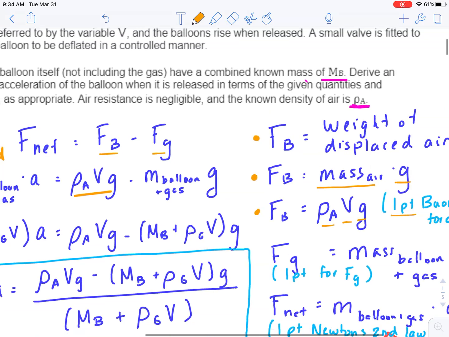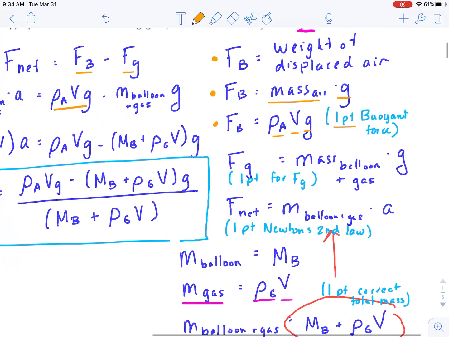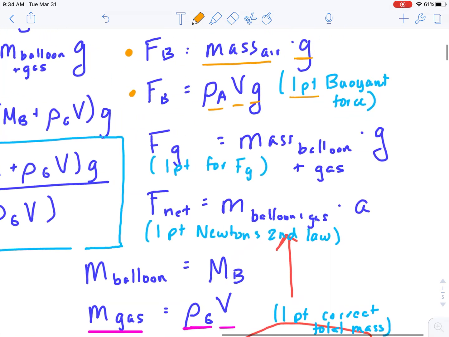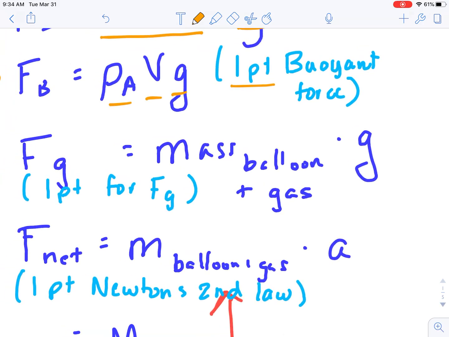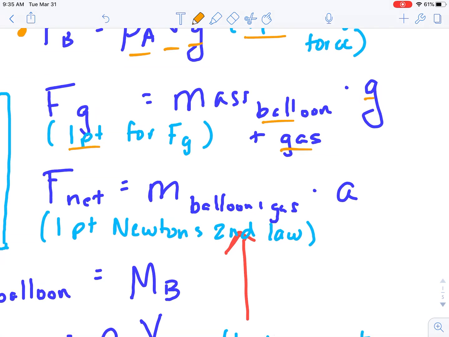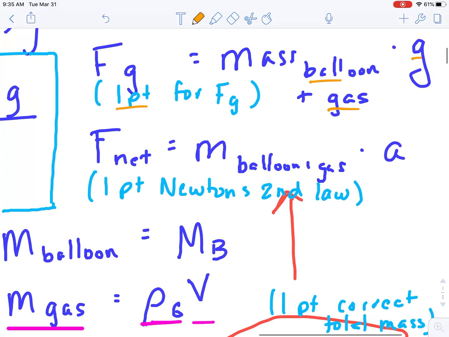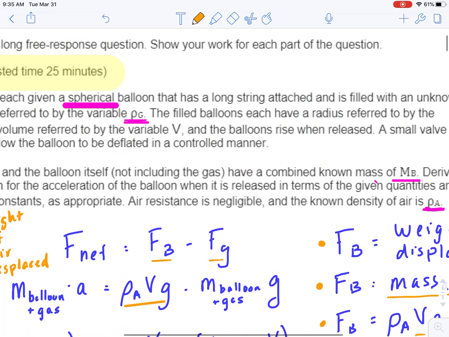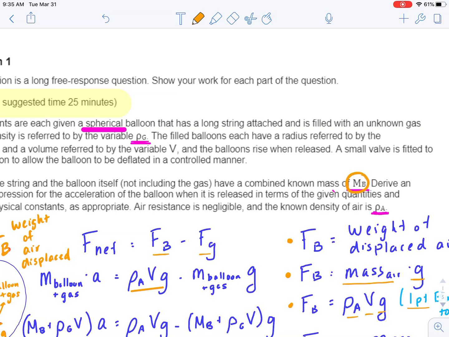The buoyant force is rho Vg. Okay. Next, I started to think about, well, what is Fg? So what is this Fg here? So I had to remember that Fg was the mass of the balloon and the gas added together times 9.81. In the answer key, this is also worth 1 point, figuring out that Fg is equal to the mass of the balloon plus the gas times g. And so, let's see. They tell us that the mass of the balloon plus the gas, they gave us that value. Oh yeah, that was MB.